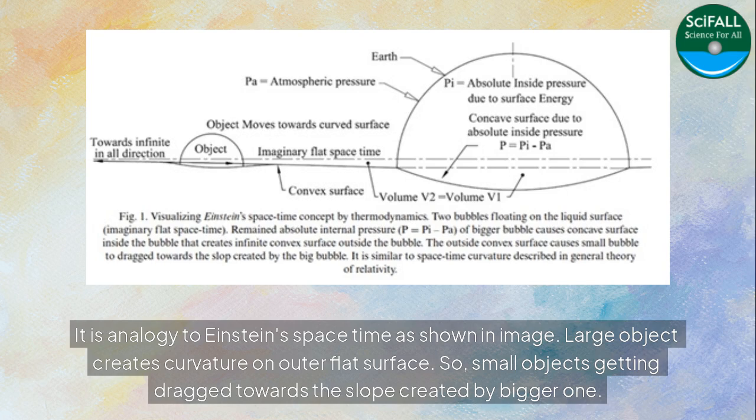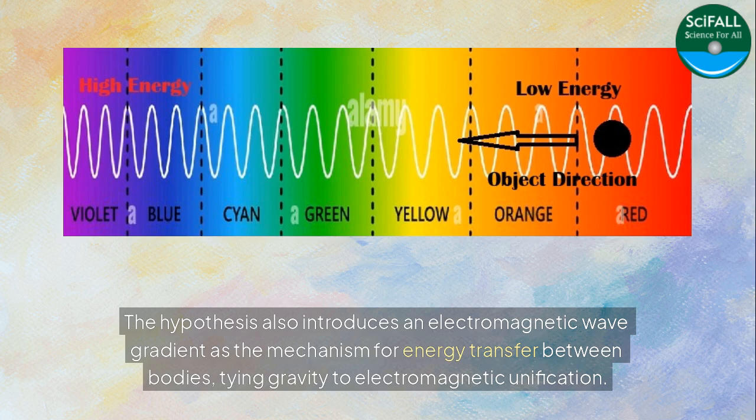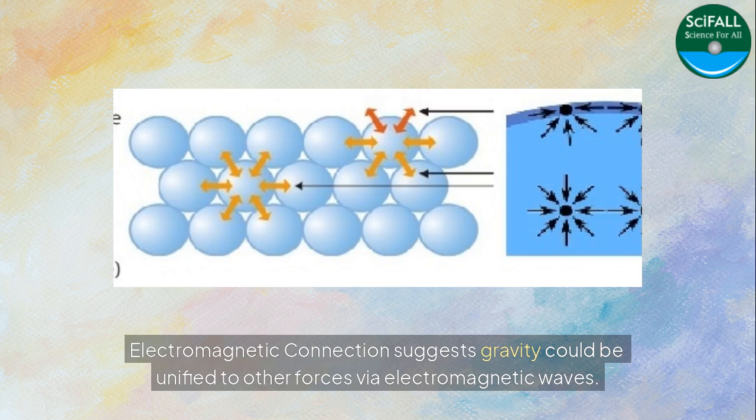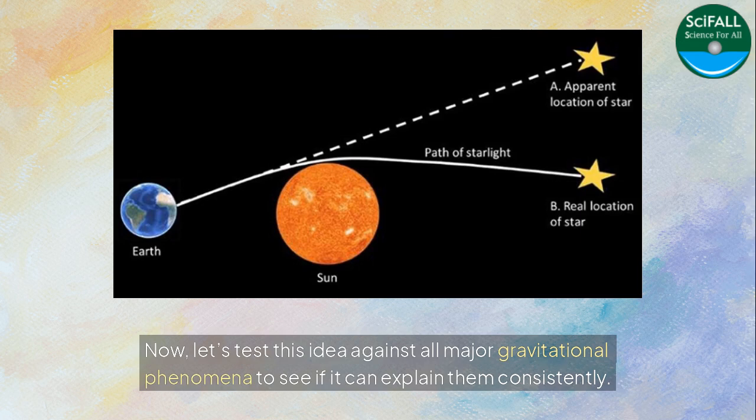It is analogous to Einstein's space-time, as shown in the image. A large object creates curvature on an outer flat surface, so small objects get dragged towards the slope created by the bigger one. The hypothesis also introduces an electromagnetic wave gradient as the mechanism for energy transfer between bodies, tying gravity to electromagnetic unification. Electromagnetic connection suggests gravity could be unified to other forces via electromagnetic waves. Now, let's test this idea against all major gravitational phenomena to see if it can explain them consistently.